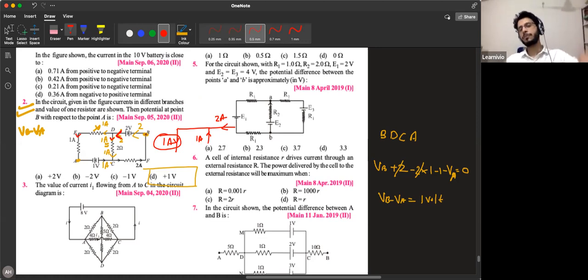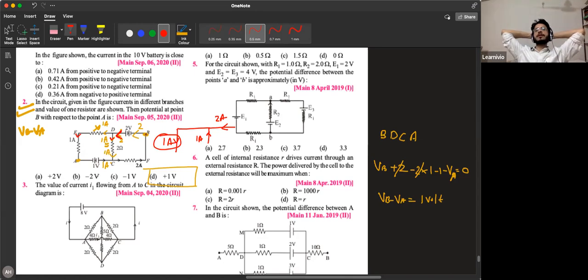The movement is our choice now. We are moving from B to A. It's not this. There's nothing mentioned in the question that you have to move from B to A. The direction of motion is our choice. You can move from B to A or A to B.